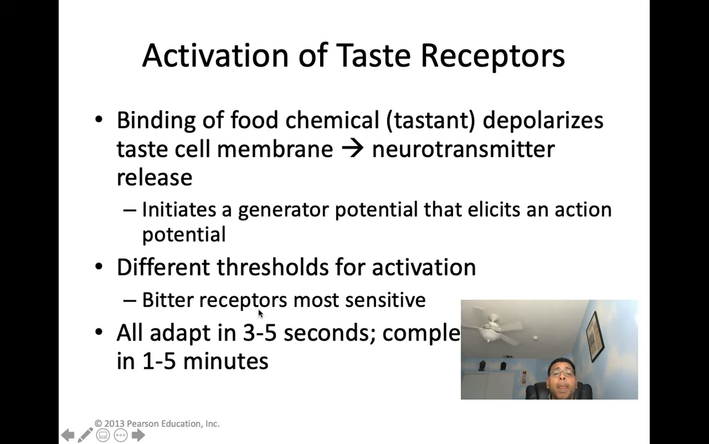And we can see we have different thresholds for activation. We're talking bitter, for example. Bitter receptors are the most sensitive. And all adapt in 3 to 5 seconds. Complete adaptation takes anywhere from 1 to 5 minutes.